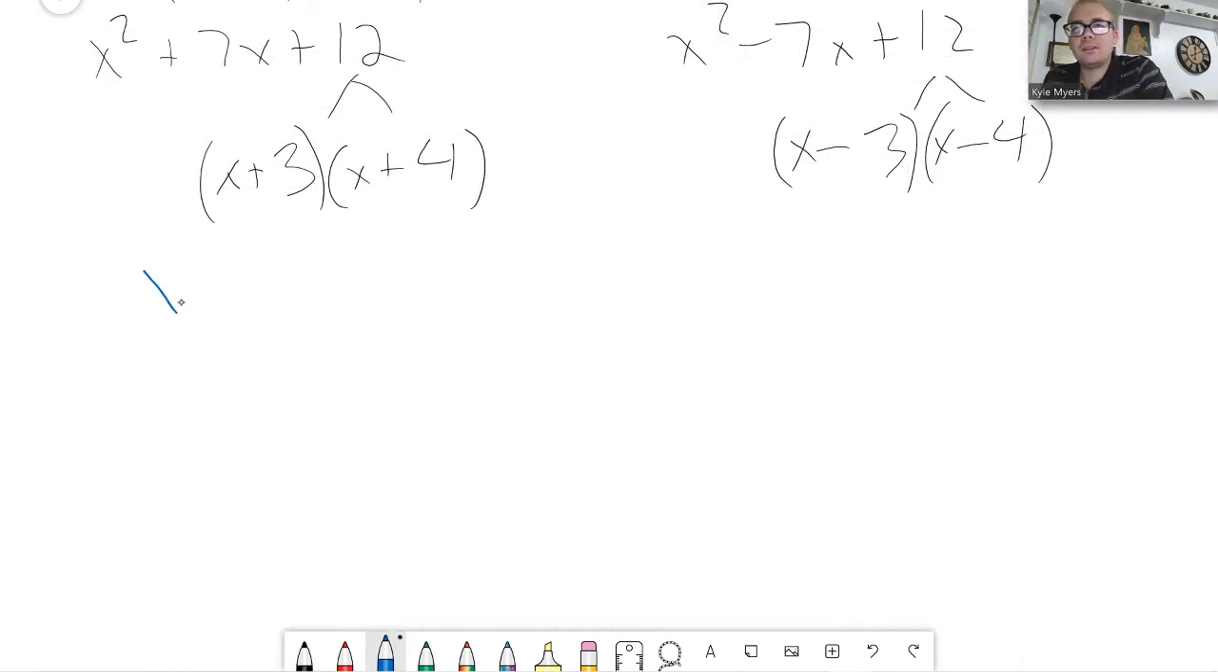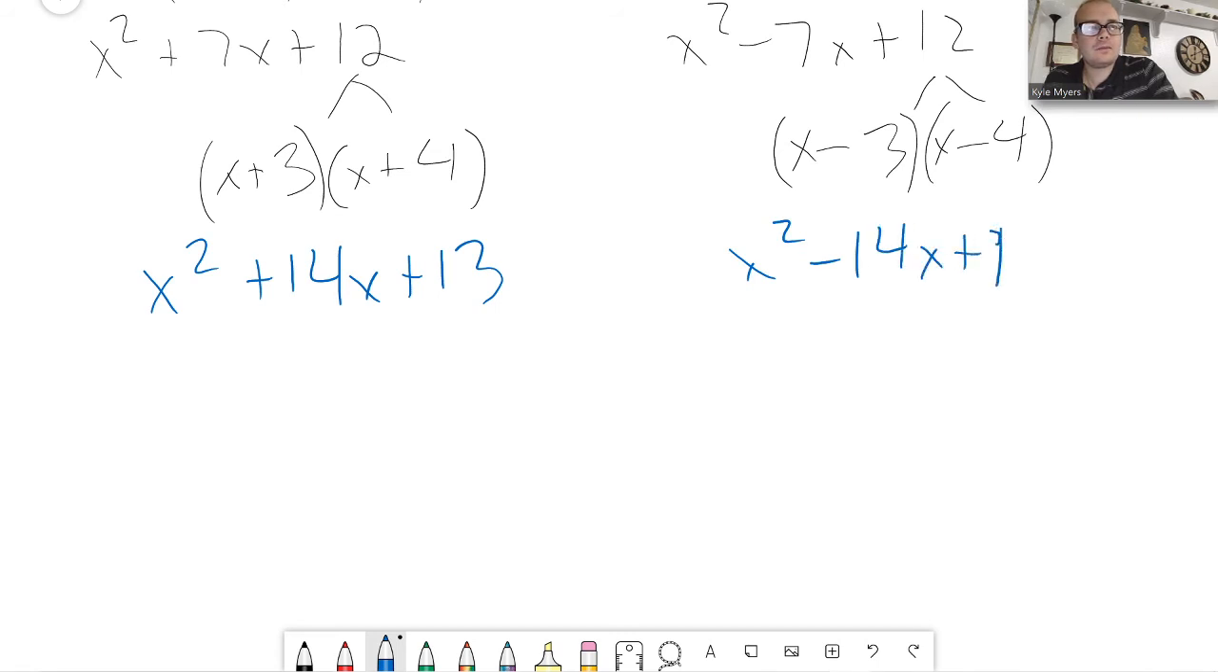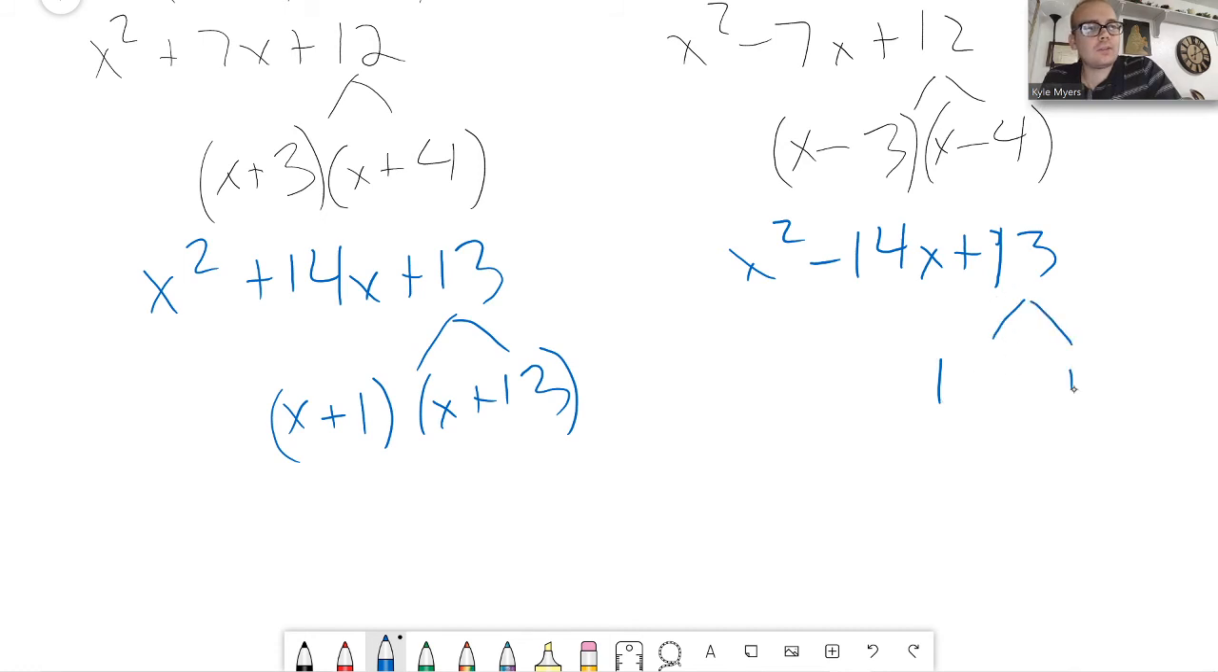Next up is 13. 13 is prime. So it would be this guy and this guy. So we get 1 and 13. This is the plus version. This is also 1 and 13, but if I make them both negative, they still multiply to give me positive 13, and they would add to give me negative 14.